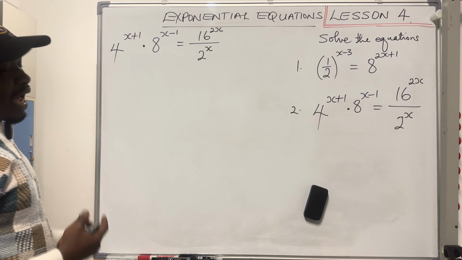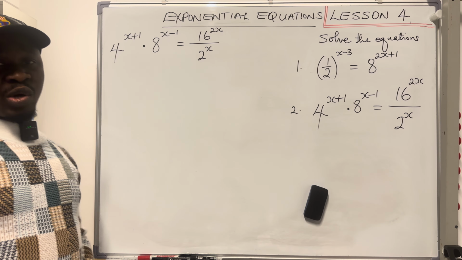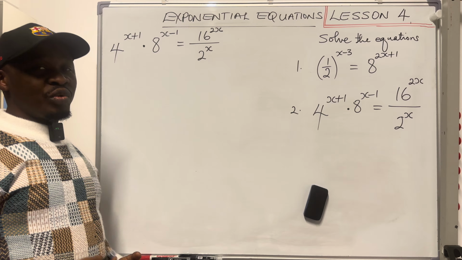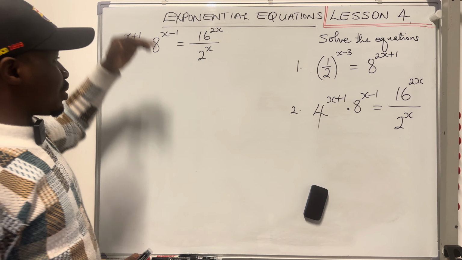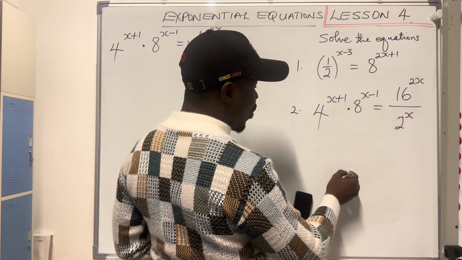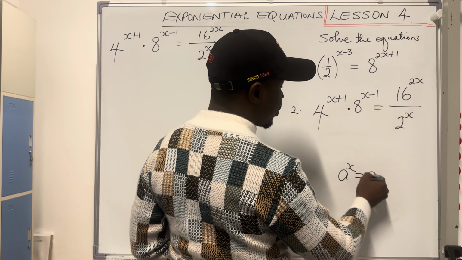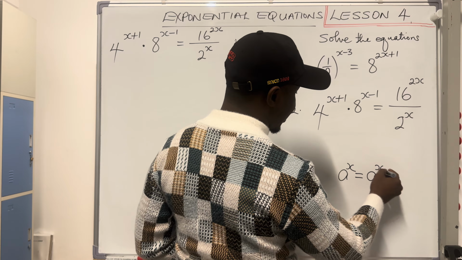As I always say, once you know that we are dealing with exponential equations wherein the unknown is found at the power position, then our target is always to make sure that we have one base with a particular power equal to one base raised to a particular power.